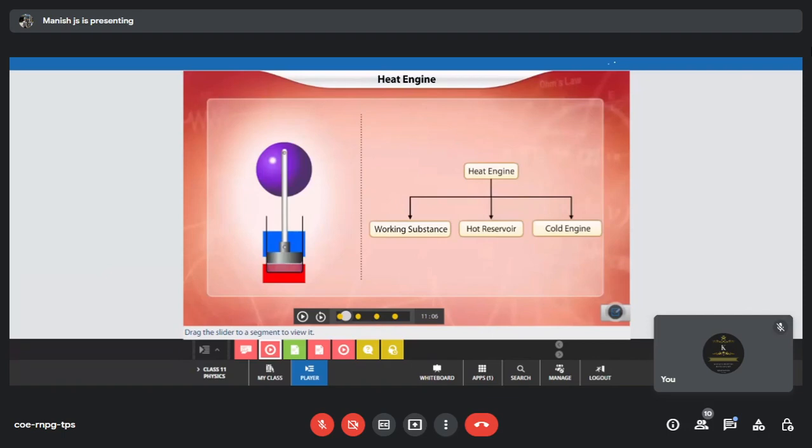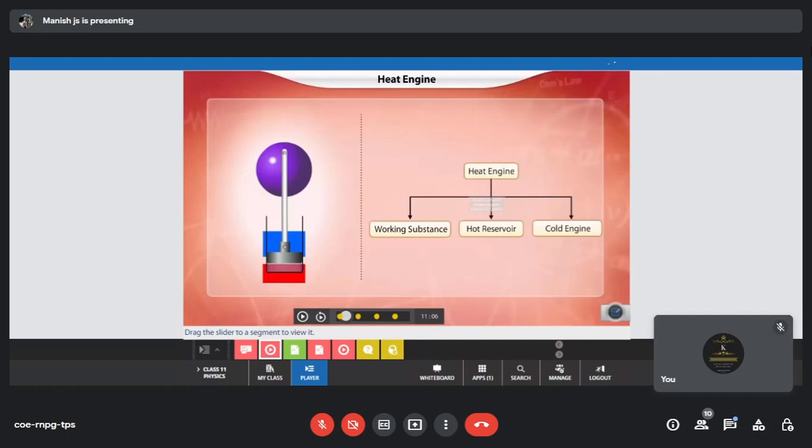Other than that, the working substance is very, very important. Always for a heat engine, the working substance is the prime important area. Without a working substance, you cannot change the thermodynamic process. You cannot initiate a thermodynamic process. So that is very important. The working substance is the driving force. So oil or petrol, diesel, any fuel, that is your working substance. Next one, the hot reservoir.